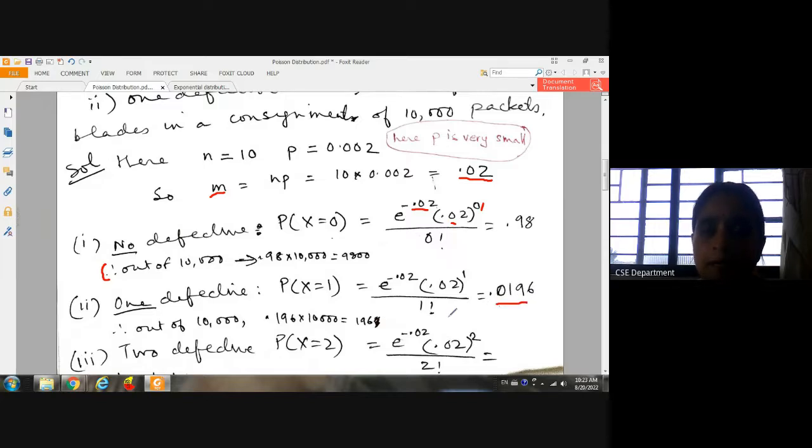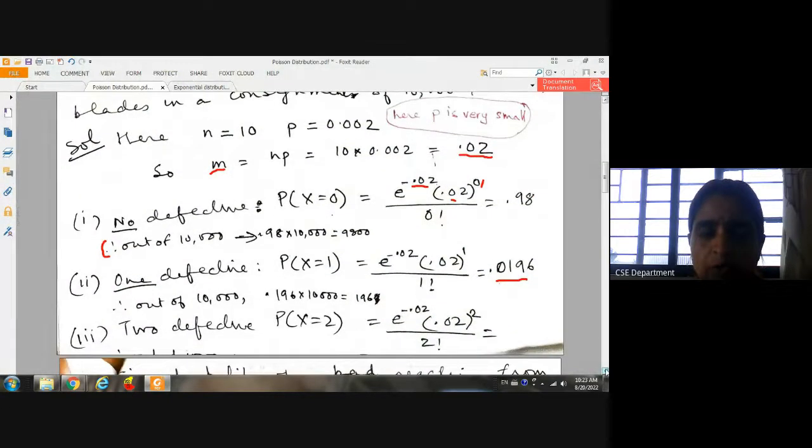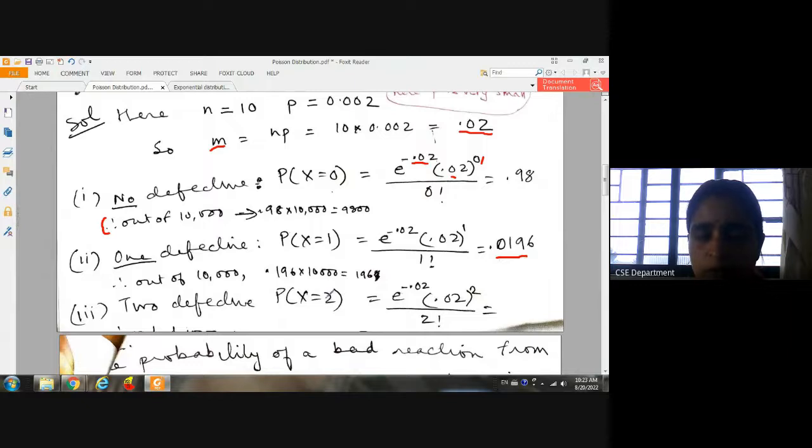Note, probability of anything, any p and in bracket anything, probability value has to be less than or equal to 1. If you get a value more than 1, definitely it is wrong. Don't leave it like that. Surely the teacher will mark it wrong and give a big 0. Next, 2 defective. So px equal to 2. So e power minus m, m to the power of 2 by factorial 2. So that you can calculate.